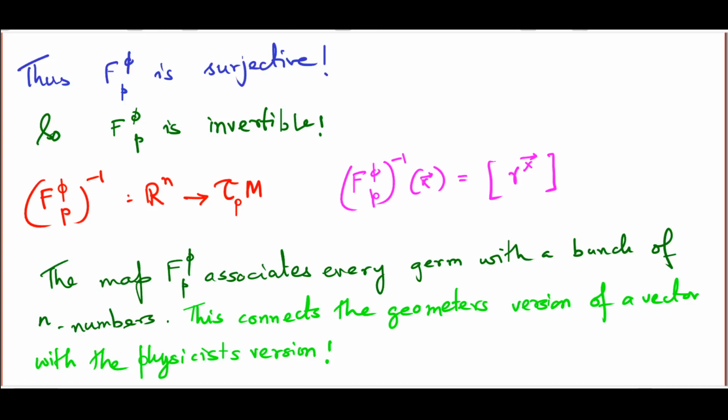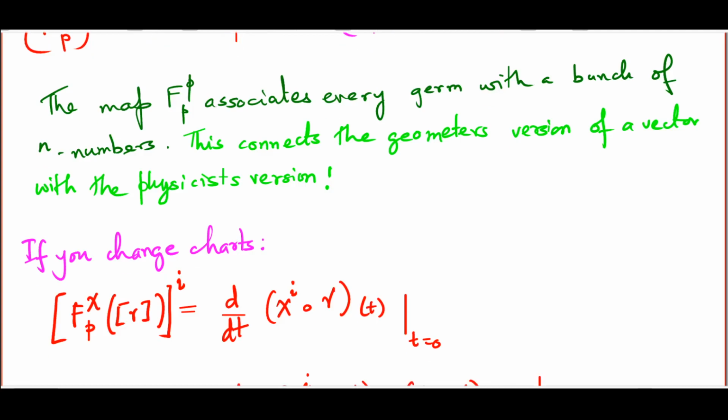To see the actual connection properly, what we also need to see is what happens to this bunch of n numbers when you change your coordinates. Note that the map f phi p is tied to a particular chart u, phi. If we were to change your coordinate to say v, chi, a new chart, then you would of course have to recalculate the number associated with a particular curve. Let's look at what f chi p does to an equivalence class of curves, the germ gamma, and we are taking a look at the ith component of this. After all, this is going to yield an n component vector. I'm looking at the ith component of that.